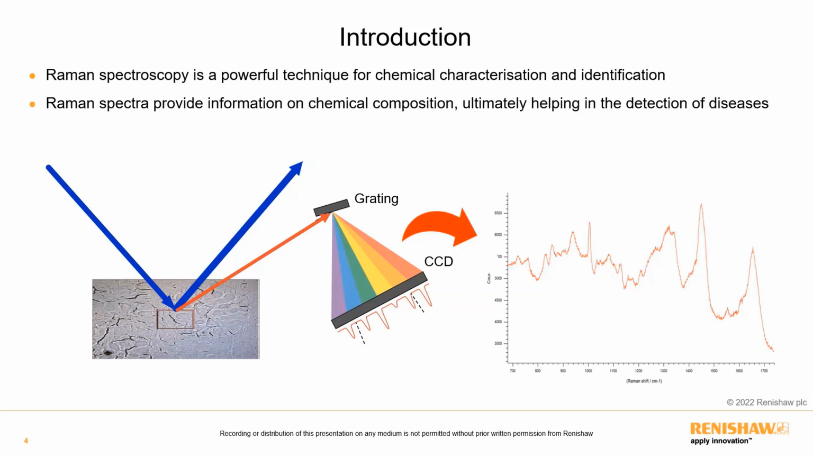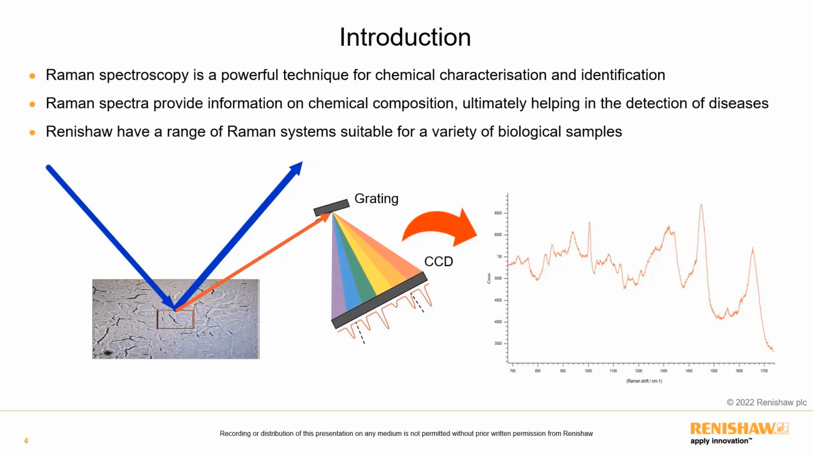When applied to biological samples, we can use this spectrum to determine the presence or absence of constituents in a sample. Such information can ultimately allow us to determine the state of cells, tissues, and biofluids, and more specifically, we can use this to determine if they are normal or diseased. Renishaw have a range of Raman systems suitable for analysis of a variety of biological samples.